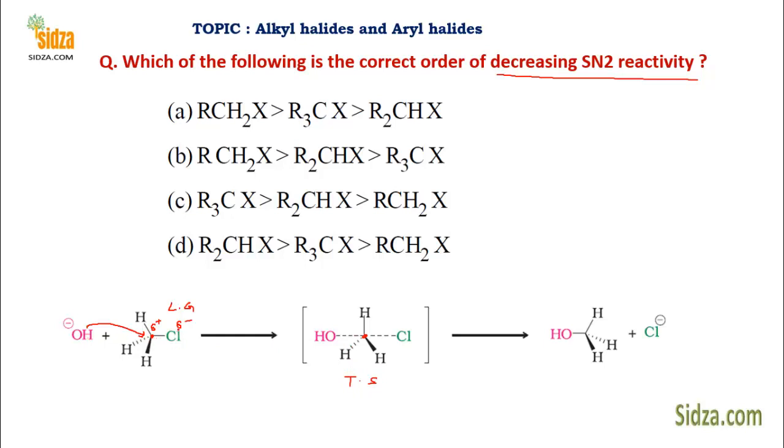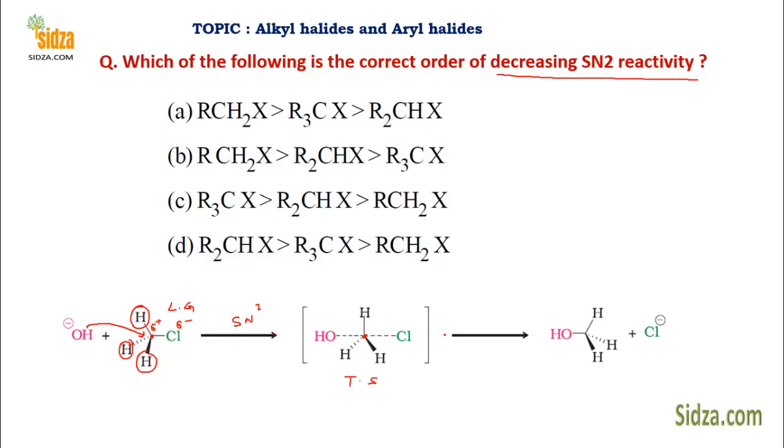And the very important requirement for the SN2 mechanism is that the groups attached to this particular carbon should be small. If the size of these groups is very big, like in a tertiary alkyl halide with 3 alkyl groups, then the nucleophile cannot approach it. It will be very difficult for the nucleophile to approach and form a transition state in that case. The smaller the size of these groups, the better it is for the SN2 mechanism.